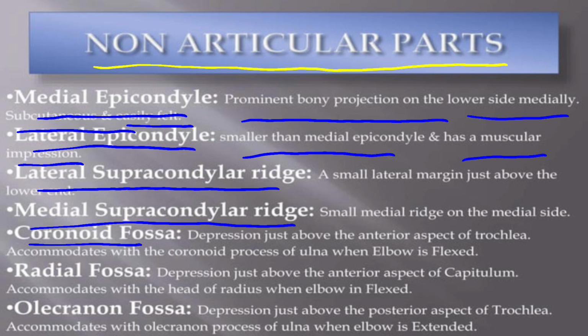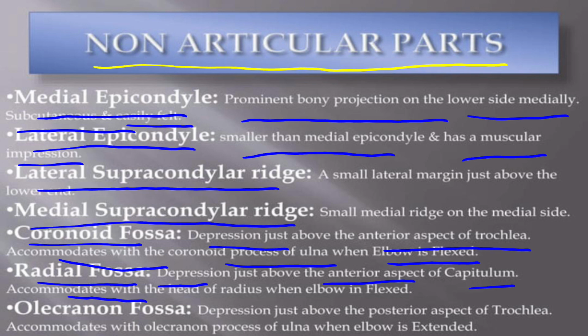Coronoid fossa, a depression just above the anterior aspect of the trochlea, which accommodates the coronoid process of the ulna when the elbow is flexed. Radial fossa, also a depression just above the anterior aspect of the capitulum, accommodates the head of the radius when the elbow is flexed. Olecranon fossa, a depression just above the posterior aspect of the trochlea, accommodates the olecranon process of the ulna when the elbow is extended.